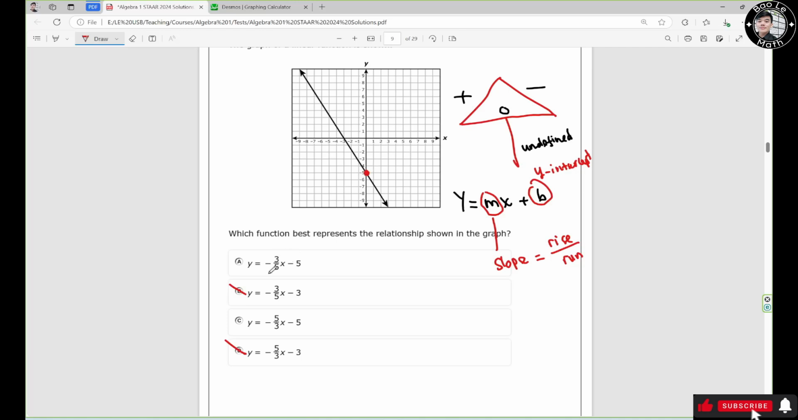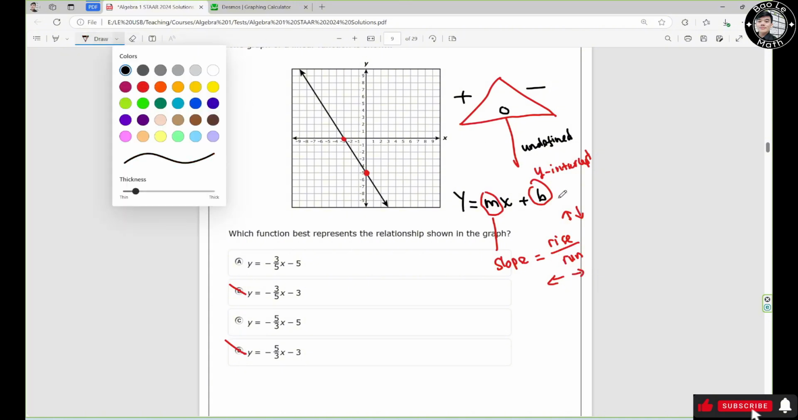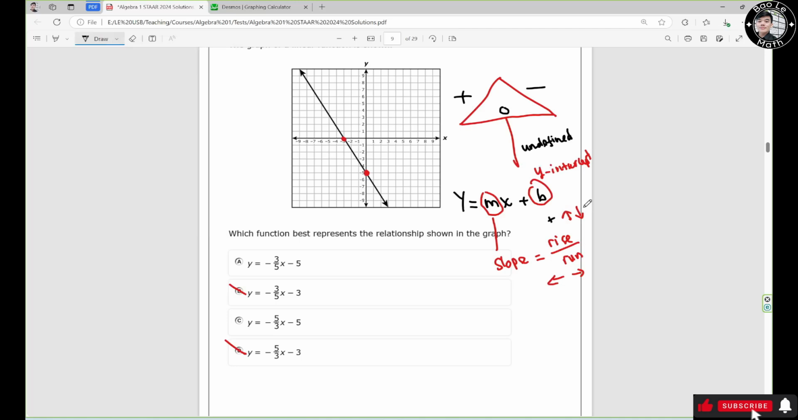The slope is negative, right? So because the graph goes this way, the slope is negative. So both A and C have the negative slope, right? Now, we're going to pick another point right here. This is the x-intercept. Now, we need to calculate rise over run, right? Rise, which means go up or go down. Run, which means go to the left or go to the right. Now, when you count up, that's positive. You count down, negative. You run to the left, negative. Go to the right, positive.